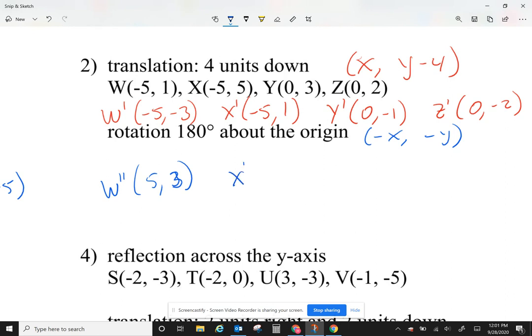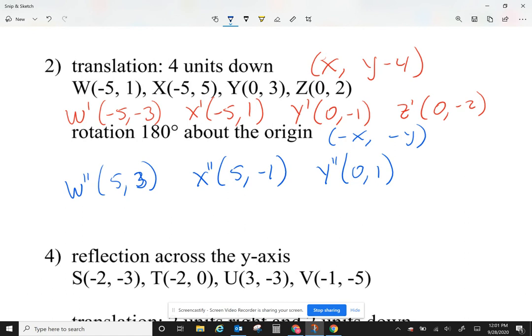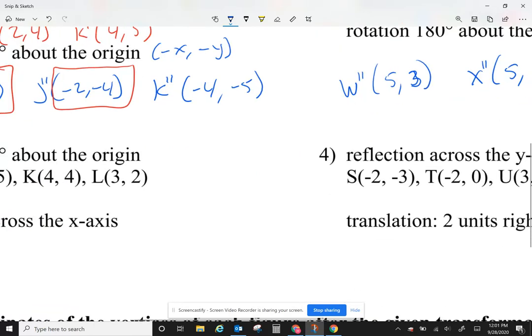If I'm looking at x double prime, my answer would be (5, -1). If I'm looking at y double prime, my answer would be (0, 1). There is no such thing as a -0. So that's why 0 stays a 0, because I cannot switch the sign on that one. And lastly, if I'm looking at z double prime, my answer would be (0, 2). Once again, there's no such thing as -0. Simple as that. Let's take a look at a couple more examples.